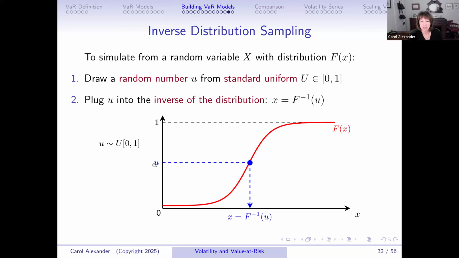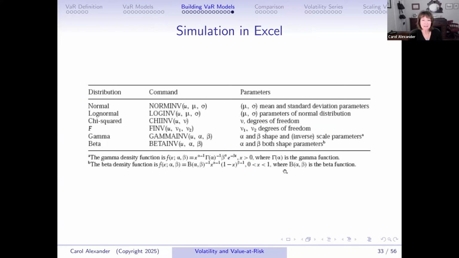So you draw a number u, and then you use F to the minus 1 of u, and there are lots of commands in Excel. If you're doing it from the normal, which we shall do, you use NORM.INV, or NORM.S.INV if it's standard normal. And you've got lognormal, chi-squared, F, gamma, loads and loads of different types of simulation commands, depending on the distribution that you choose.